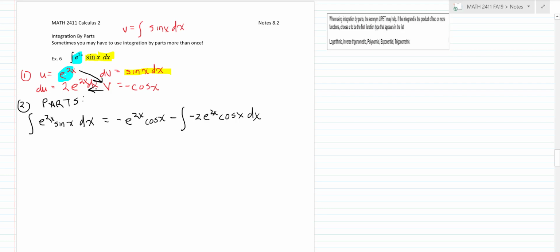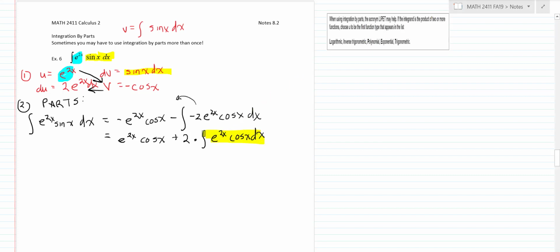Okay, so now I'm all set up. I've done the integration by parts formula, and I've got everything put in there correctly. Now I need to clean this up a little bit and see where it leads. All right, so let's see. I'm going to bring this down, and this is going to be negative e to the 2x cosine of x. That's a plus, and then that 2 could come out. So I'm going to write that as plus 2 times the integral of e to the 2x cosine of x times dx.